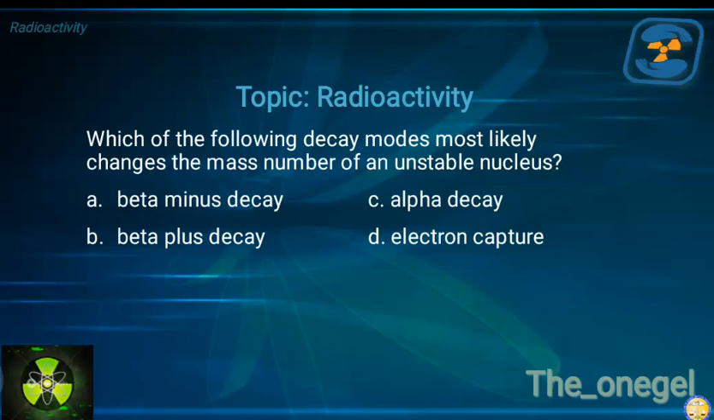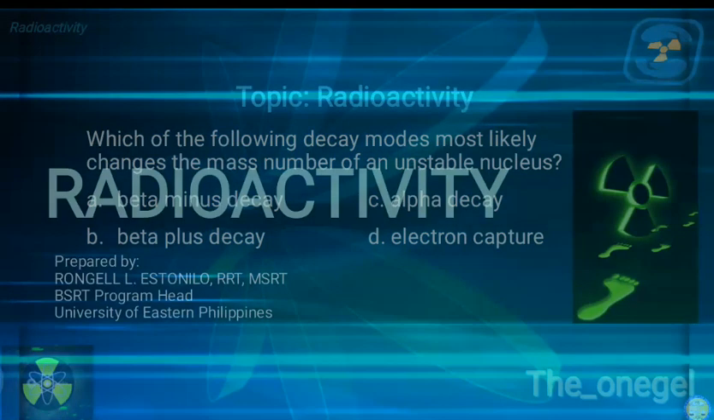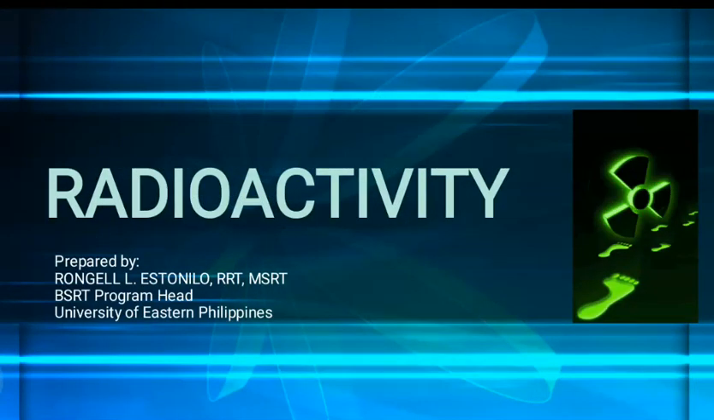Next number. Which of the following decay modes most likely changes the mass of an unstable nucleus? Is it letter A, beta minus decay? Letter B, beta plus decay? Letter C, alpha decay? Or letter D, electron capture? And I guess that ends our 10-item pretest.